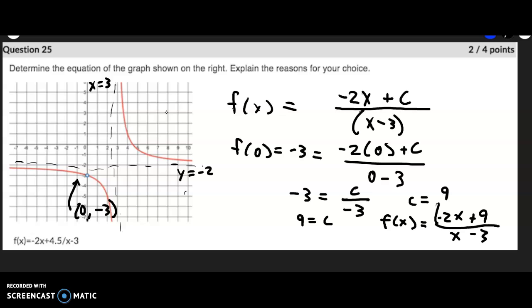And we need to account for the hole. So we're going to multiply the top and bottom by x, because the hole is at x equals 0. So that's how you solve it.